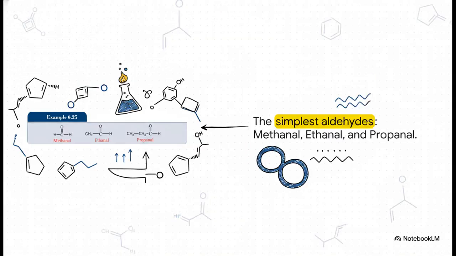Well, here's the answer for the aldehydes. Because an aldehyde only requires the carbonyl group to be bonded to at least one hydrogen, the simplest possible aldehyde just uses another hydrogen for its second bond. This is methanal, historically known as formaldehyde. Add a methyl group, and you get ethanal, then propanal. Notice the IUPAC naming convention here. We change the parent alkane suffix to -al to indicate the aldehyde functional group.